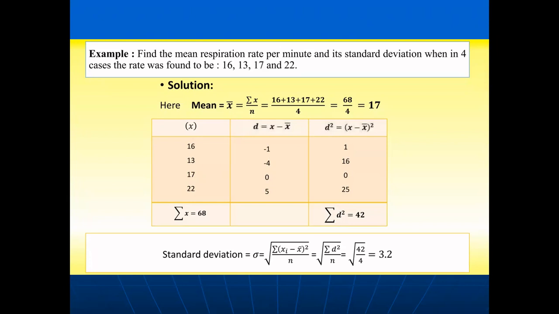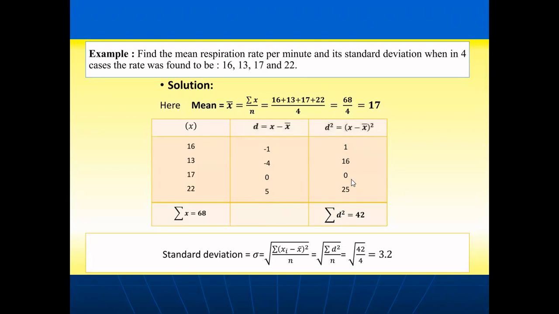So sum of the numbers divided by n, it comes to 68 divided by 4, it comes to 17. So sigma x is coming to 68. Now we have to take the deviation from the mean. So x minus x bar you have to calculate: 16 minus 17, 13 minus 17, 17 minus 17, 22 minus 17. So these deviation values are minus 1, minus 4, 0 and 5.